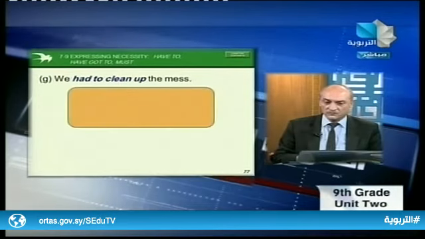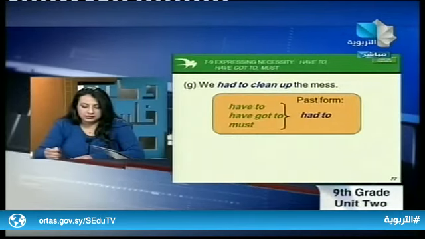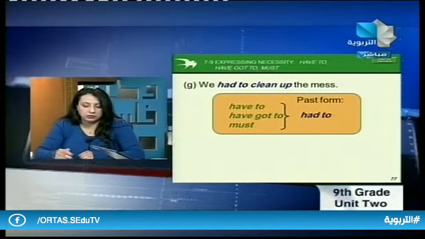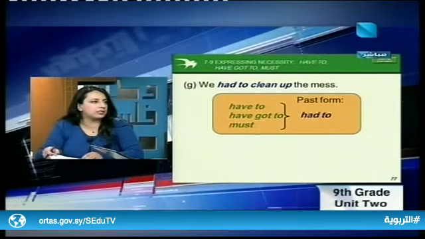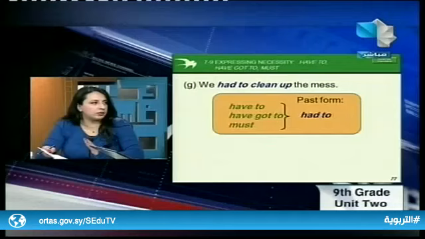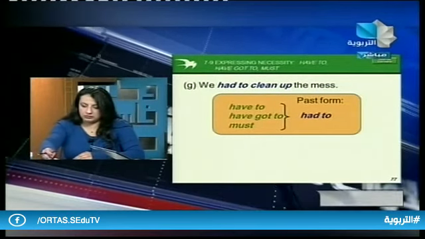We had to clean up the mess. This is when we use have to, have got to, and must. In the past form, we use had to. So must doesn't have a past form. When we have a must in the past, we use had to instead.